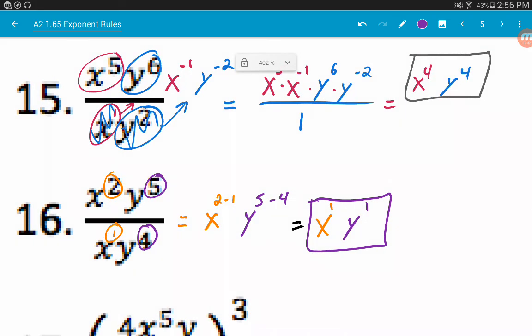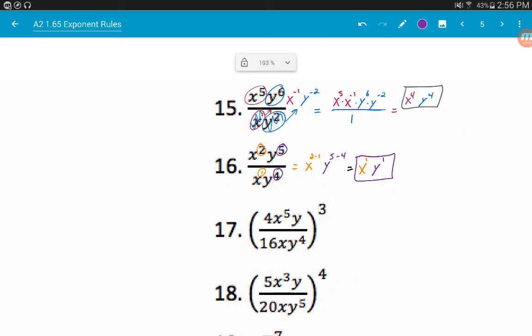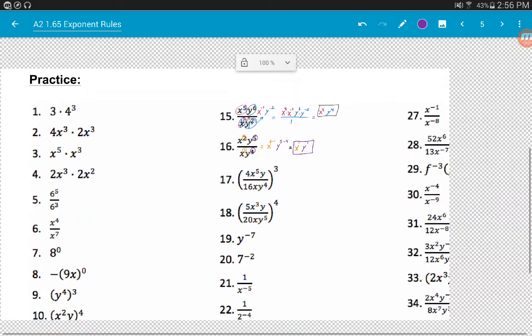So it's up to you whichever way you want to do division of exponential terms. Try some from the assigned homework from lesson 65, try some from this practice section to make sure you got it.